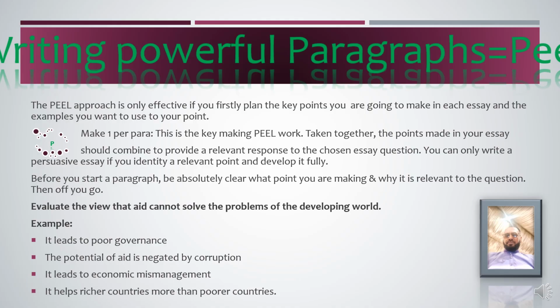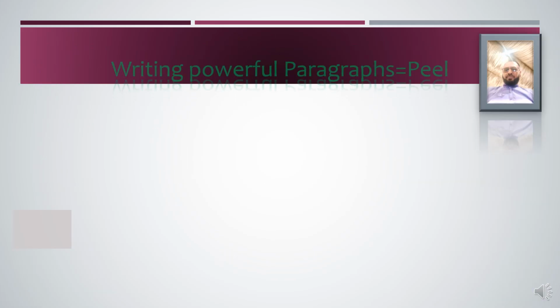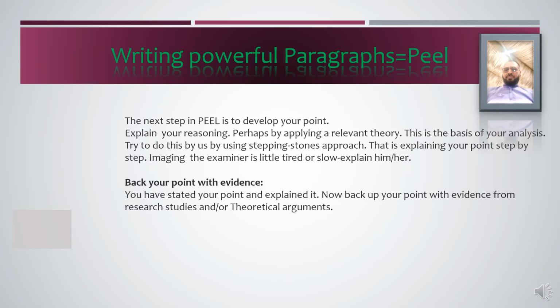Now, the fourth point can be that aid tells richer countries more than poor countries. Because when richer countries are giving aid, grants to the poor country, they dominate them. They make them work on their terms, and the poor countries become their bonded slaves. I hope you understood that.